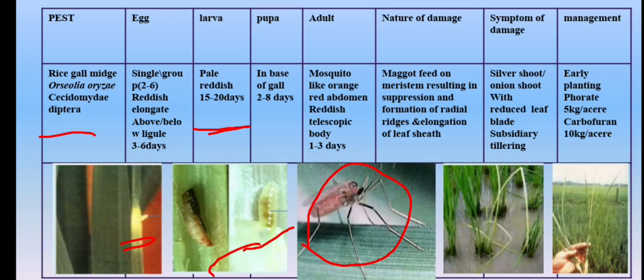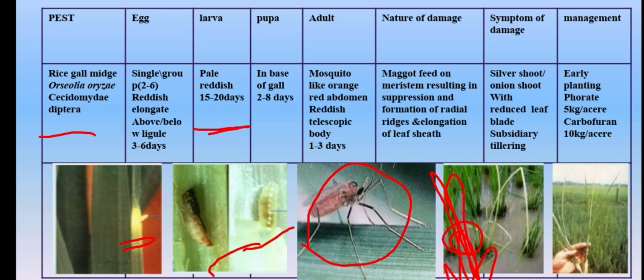And how this maggot causes damage: the maggot will feed on the meristem of the plant. Meristem means the growing point which is present at the top. So it will feed on the meristem of the plant, resulting in the suppression and formation of radial ridges and causing elongation of the leaf sheath. Whatever leaf sheath is there, it will get elongated.